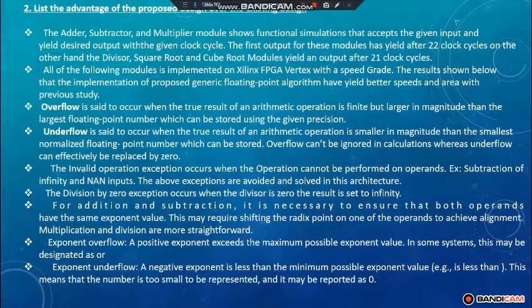The invalid operation exception occurs when the operation cannot be performed on the operands, for example subtraction of infinity and NaN inputs. The above exceptions are avoided and solved in this architecture. Exponent overflow: a positive exponent exceeds the maximum possible exponent value in some systems. Exponent underflow: a negative exponent is less than the minimum possible exponent value.